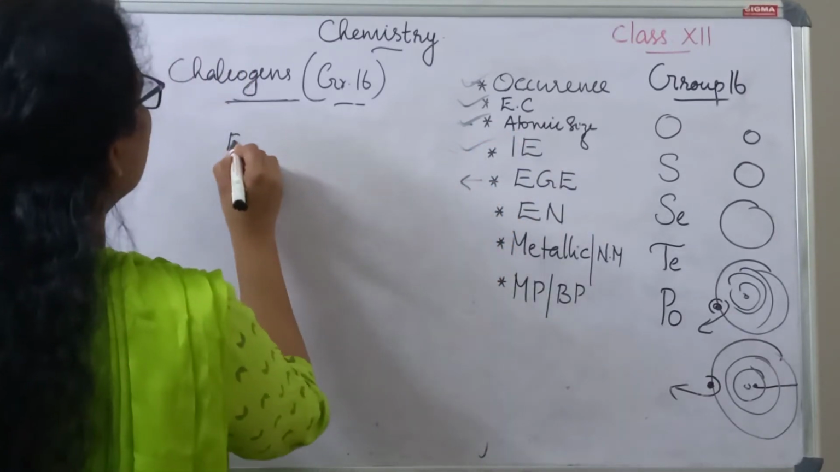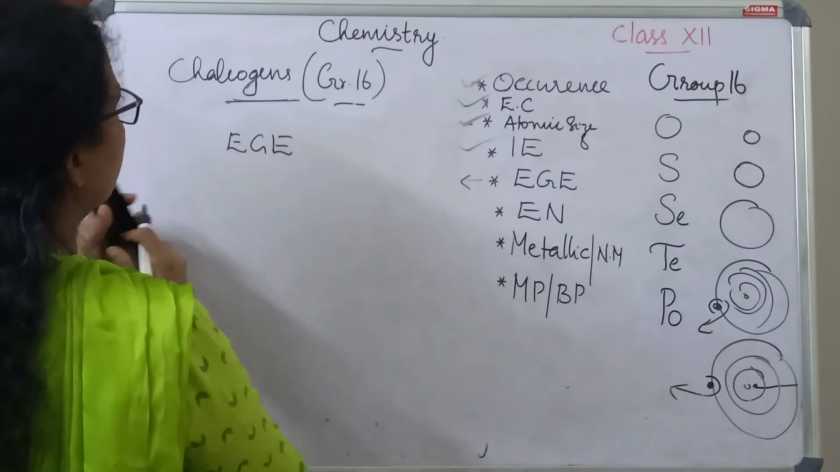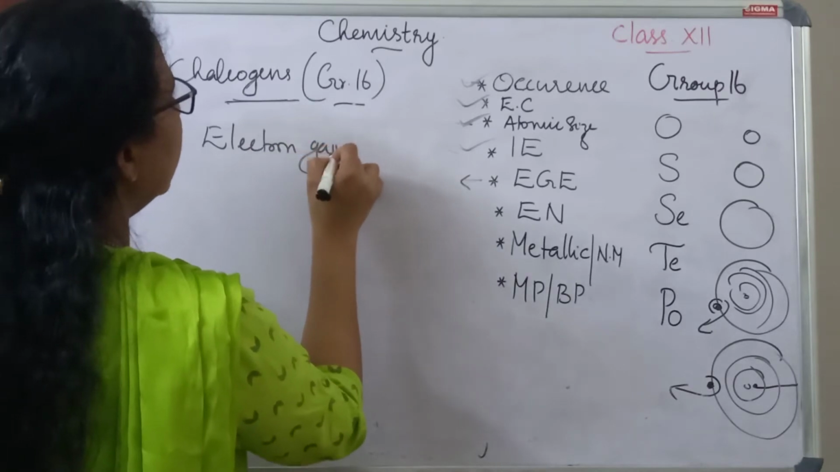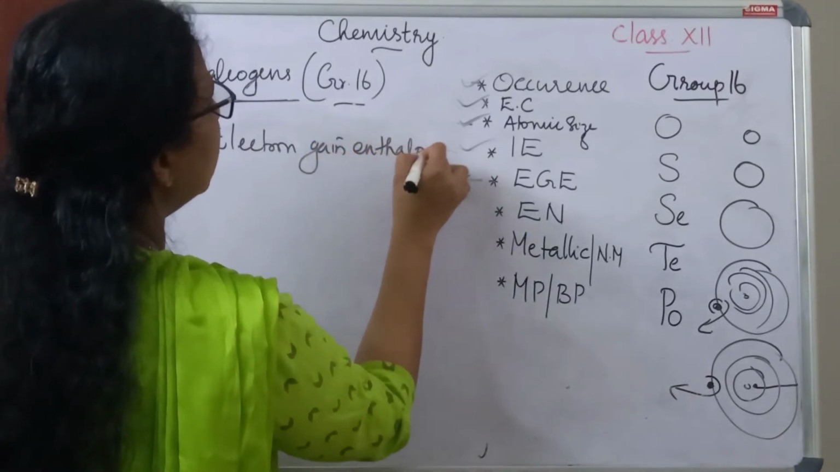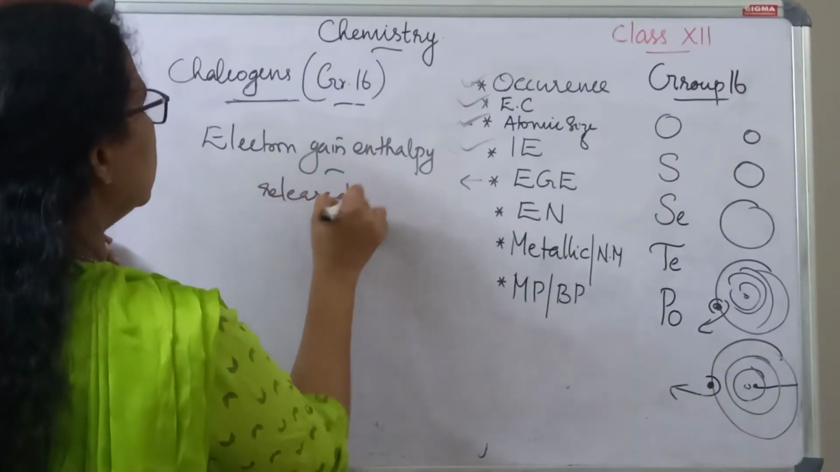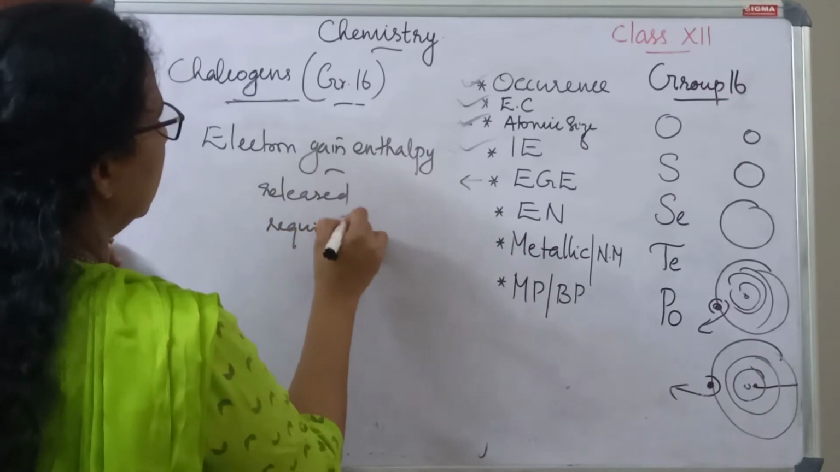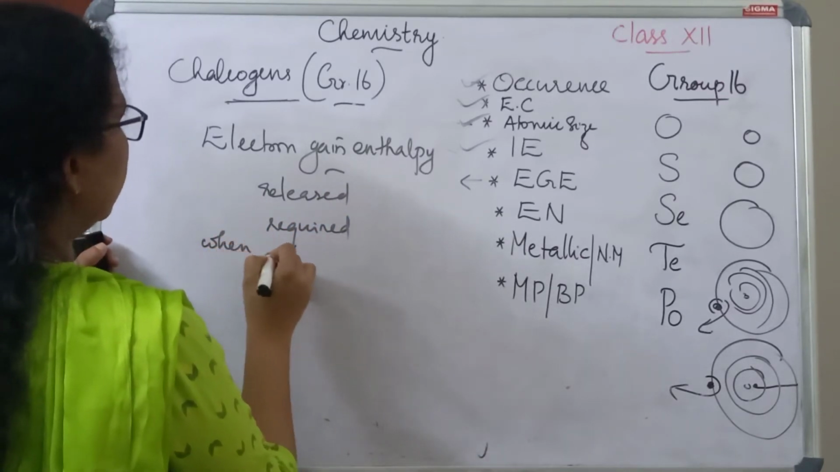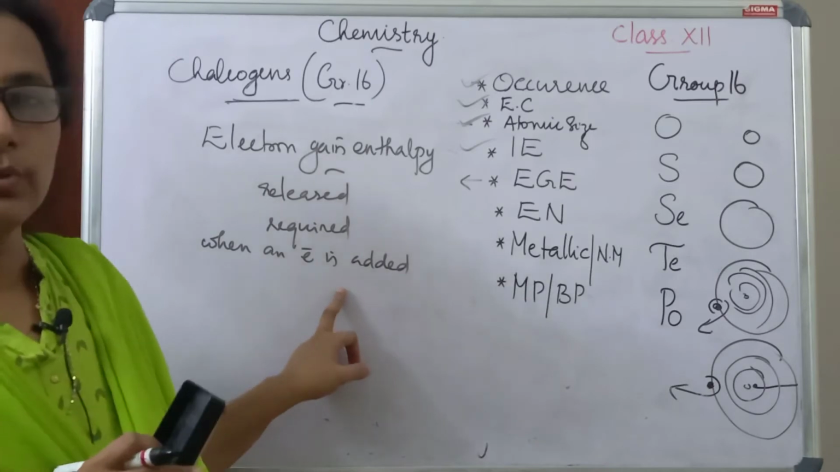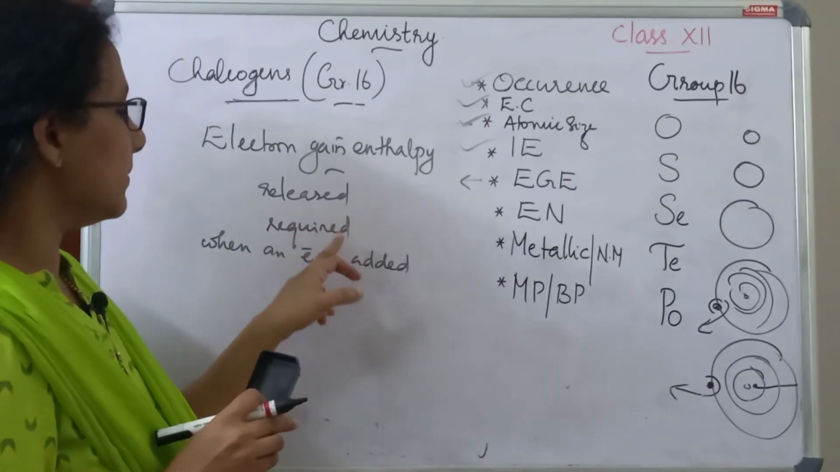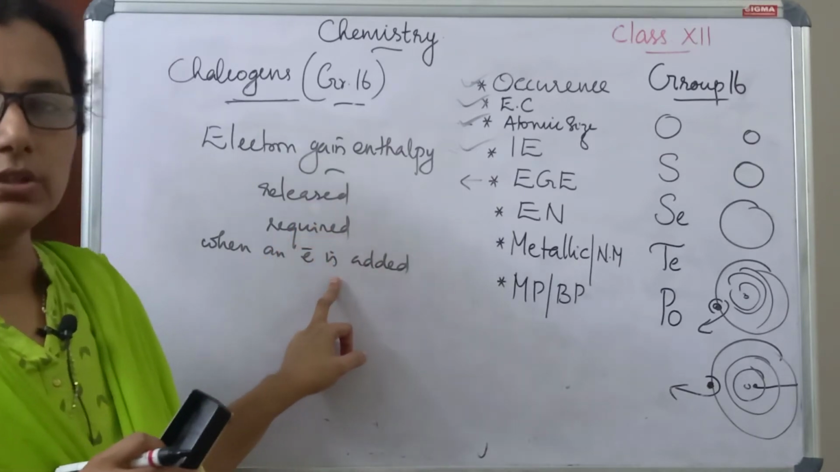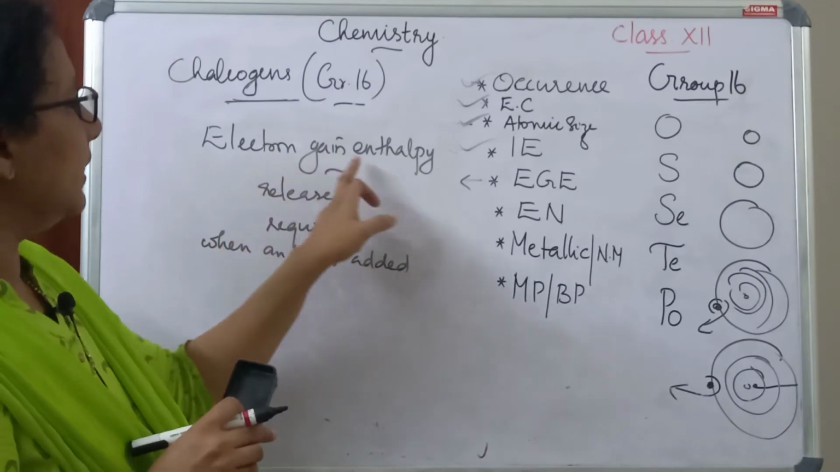Next is electron gain enthalpy. What is electron gain enthalpy? Electron gain enthalpy is the energy released or required when an electron is added to an atom. When an electron is added to an atom, sometimes energy is released and sometimes it may be required. That energy is called the electron gain enthalpy.